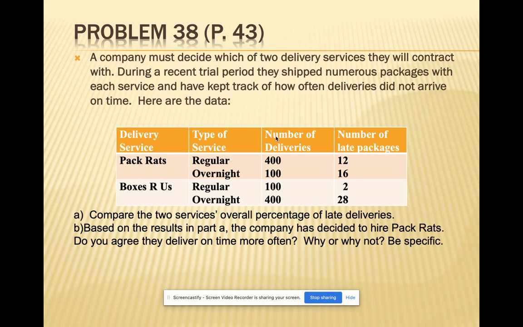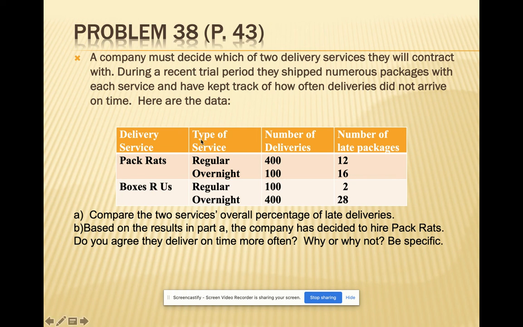Okay, this is going to be kind of an interesting problem, and something kind of cool happens that maybe you wouldn't expect. A company must decide which of two delivery services they will contract with. During a recent trial period, they shipped numerous packages with each service and kept track of how often deliveries did not arrive on time. Here are the data.